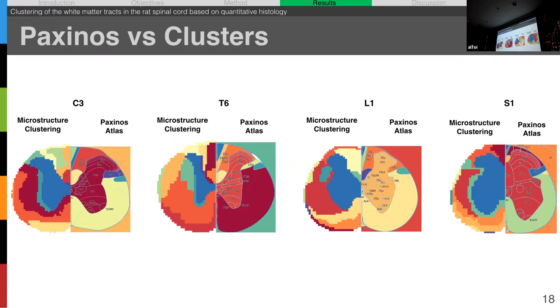The divisions are good for the most part, but you'll see that if we're looking at, for example, L1, it's less divided in the posterior area, so some of the smaller tracts are not being seen as well. Same thing with S1. So that's one of the things that we're seeing right now, that it's not complete. But for a lot of the larger tracts, we're seeing that it's very similar.